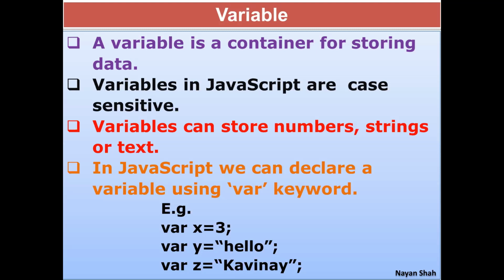But again, remember, it is totally optional to write var. As you see in the example, var x is equal to 3. I'm creating variable x and I'm assigning value 3. var y is equal to "hello". I'm creating variable y and assigning value hello. Since it is a string, it is written within double inverted commas, whereas x is equal to 3 is a number, so 3 is not written within inverted commas.